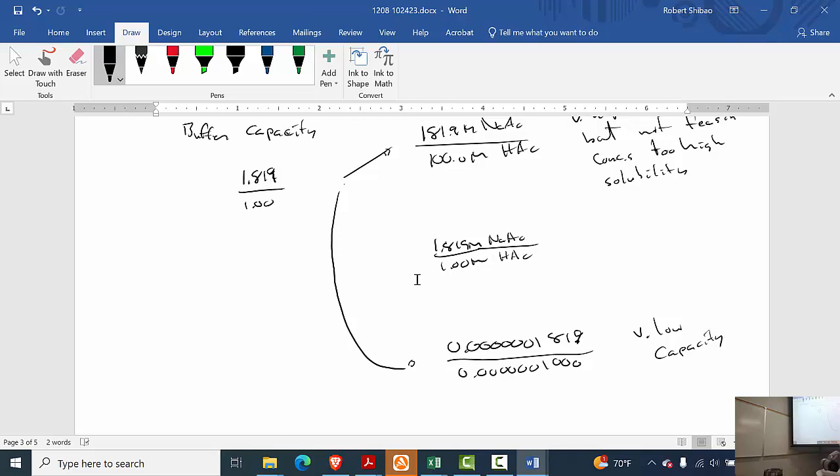And so we have to worry about buffer capacity. The higher the capacity, the more stable the pH is. The lower the capacity, the less stable the pH is. The pH is prone to wide swings, because you can easily knock out the tiny bit of acid you have in here. This is 1/10 of a micromolar acid. 1/10 of a micromolar is not going to take very many moles of base to completely eliminate that.